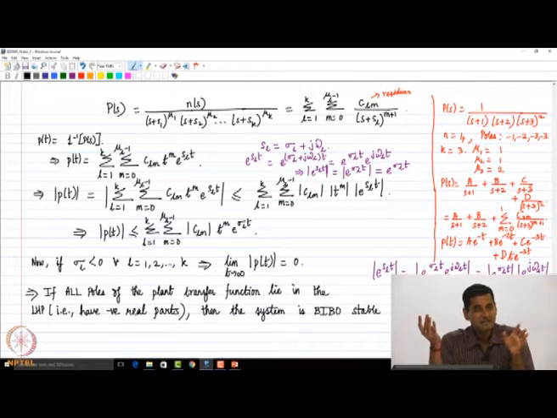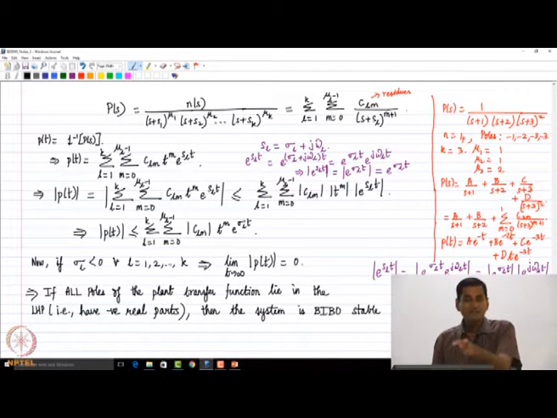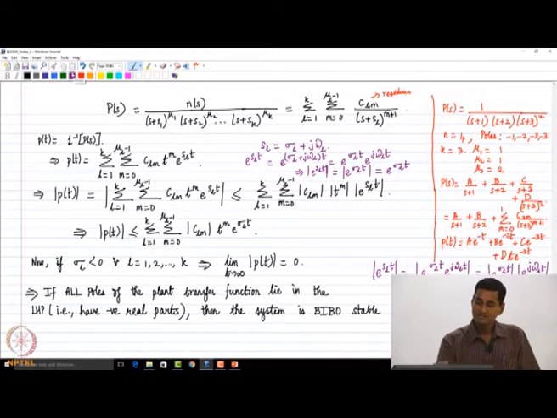Because if I say for BIBO stability all poles being in the left of the complex plane is necessary, then I can say that even if one pole lies in the right of the plane, the system is unstable. With this statement I cannot show that, right? Because let's look at this derivation. Now if you tell me I have a system where one pole is in the right of the complex plane, what will happen to this derivation? What conclusion can I draw from this derivation? Nothing. Why?